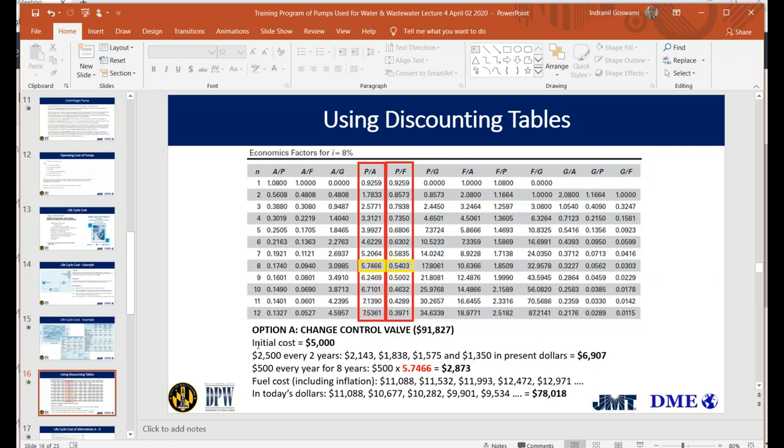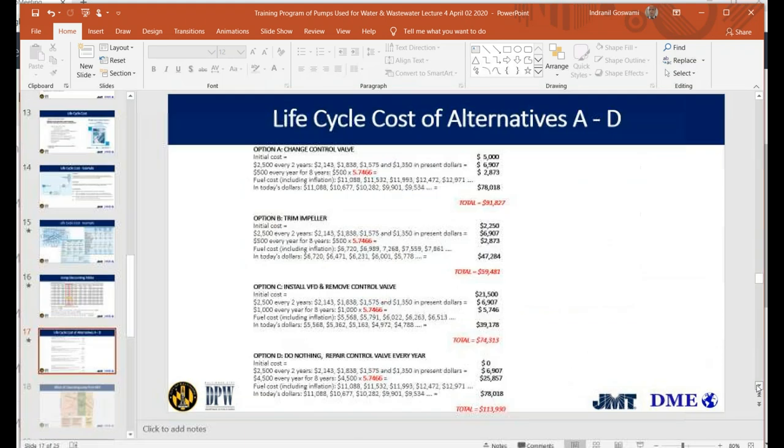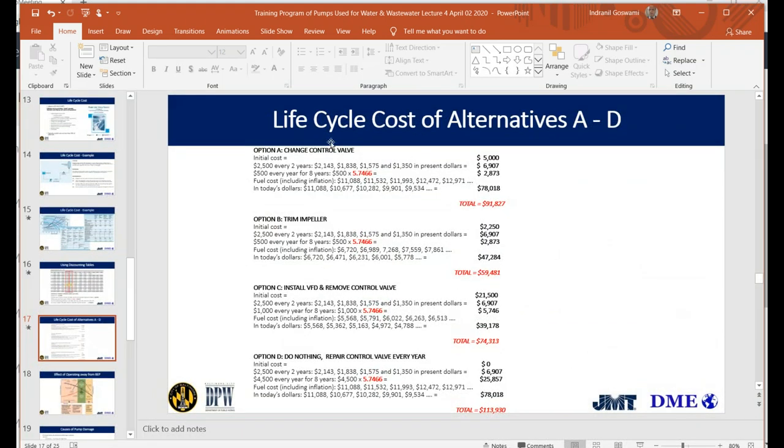If you're doing a 20-year life cycle, obviously you don't want to do it one by one by one, but a tool like a spreadsheet can facilitate this very easily. So anyway, adding up all of that gave us a $92,000 life cycle cost. If you look at the same or similar calculations for options B, C, and D, it turns out that option B, which was trimming the impeller, has the lowest life cycle cost of all 4.